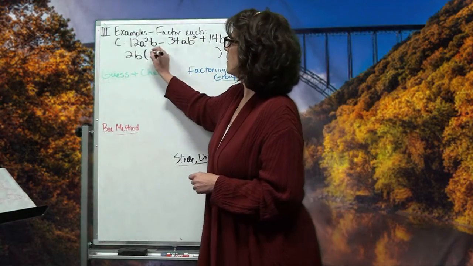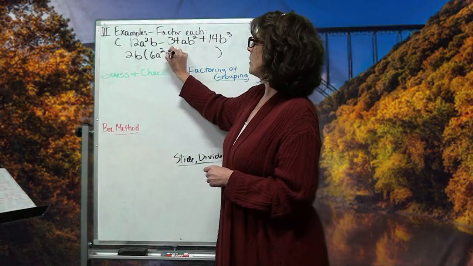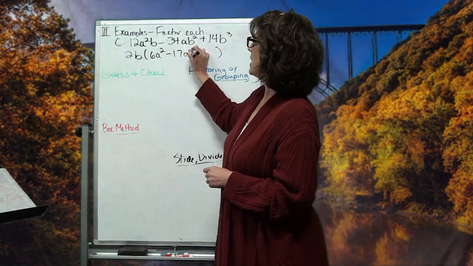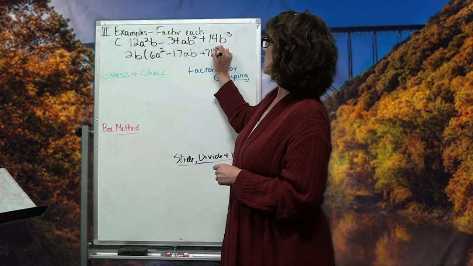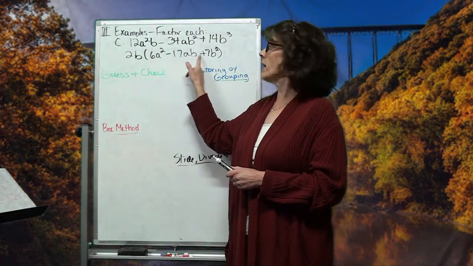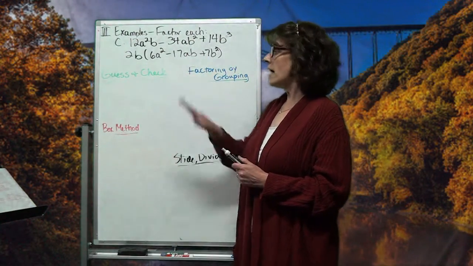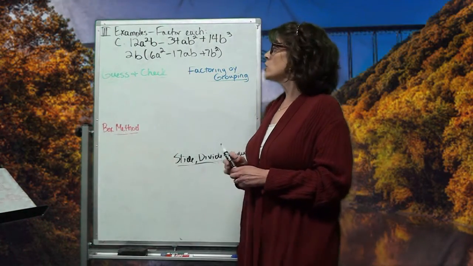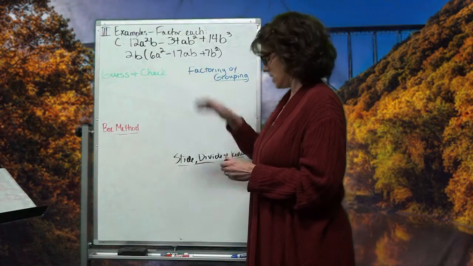When I divide it out of here, I'm left with a 6a squared. When I divide it out of here, I'm left with a minus 17ab. And when I divide it out of here, I'm left with a 7b squared. So now, take a look at this and say, is there anything more I can divide out? I mean, did I do all that common monomial factoring that I should have done? And there's nothing common to divide out. So I'm ready to do any of these 4 methods to factor this piece right here.